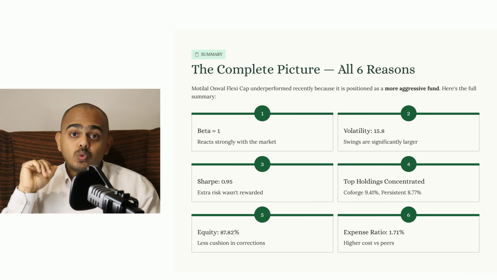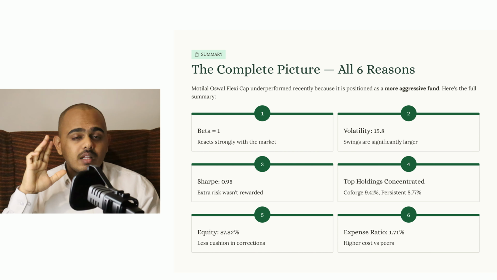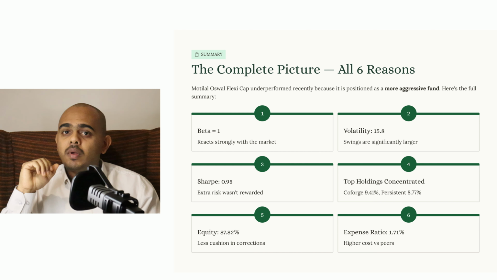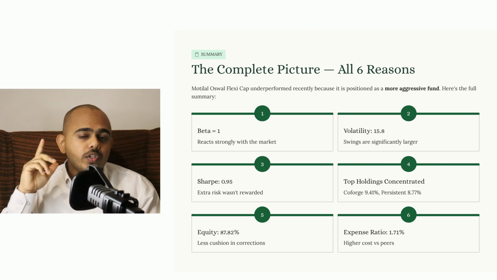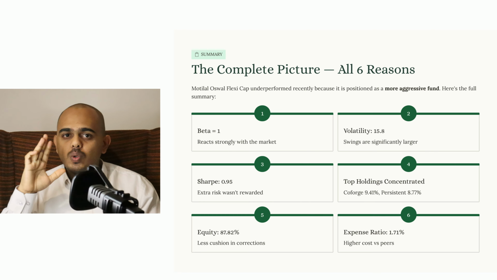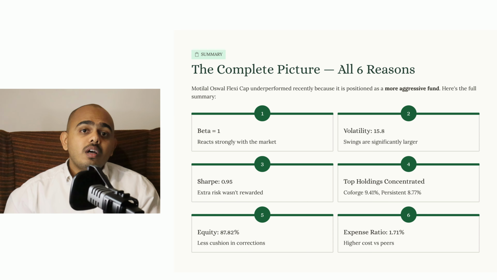So, to summarize clearly, Motilal Oswal Flexicap underperformed recently mainly because it is positioned as the more aggressive fund. It has a beta of 1, so it reacts strongly when the market moves, and it has strong volatility at 15.8, so swings are larger. Its Sharpe is 0.95 and Sortino is 1.28, showing the extra risk wasn't rewarded in this phase. It has high concentration in top holdings like, as I said, Coforge and Persistent. It has higher equity exposure at 87.82%, meaning less cushion in a correction, and it has a higher expense ratio at 1.71.